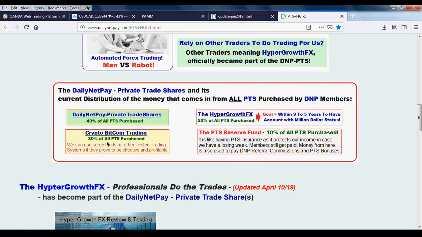Crypto Bitcoin trading has started. 30% goes in there. Now hyper growth, I was going to keep putting 20%. No, we put 2,000. See what happens in here. And if this doesn't work out, we're going to use the reserve fund. We're going to put it up to 20% or even 30% reserve fund, just in case, and we'll keep the crypto Bitcoin trading at that.